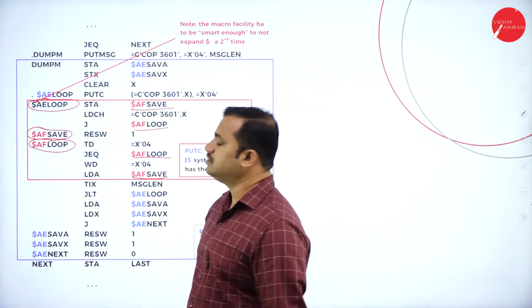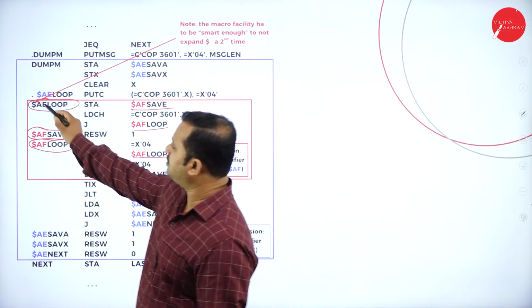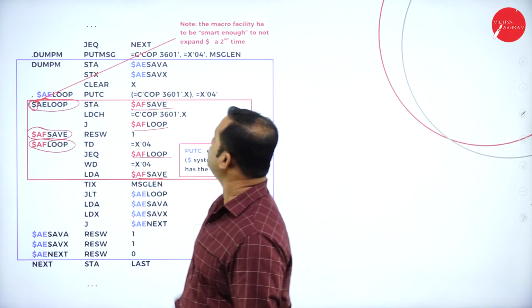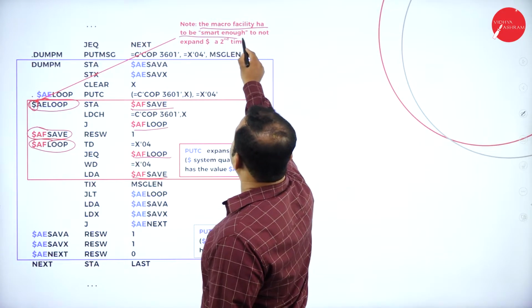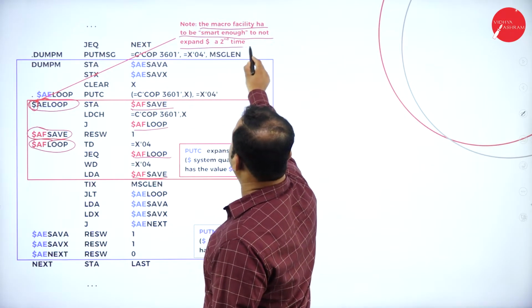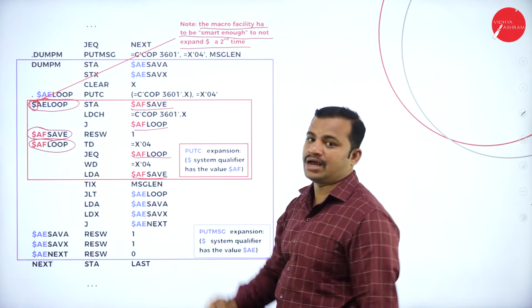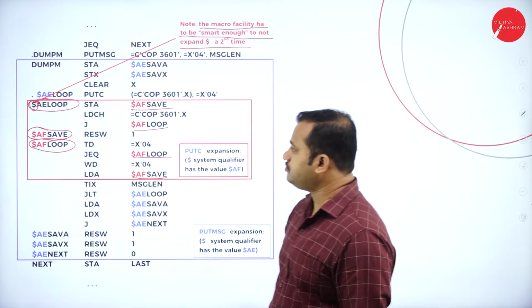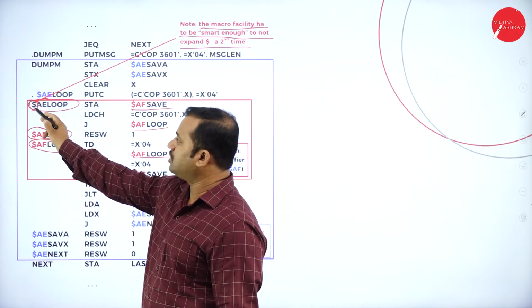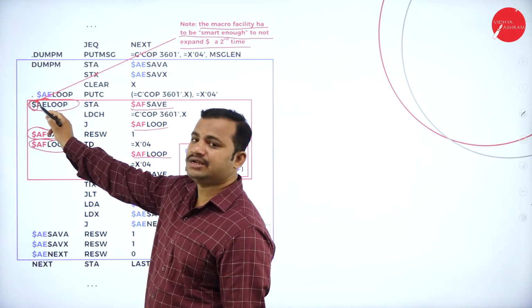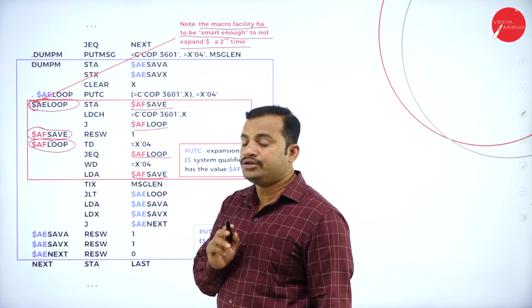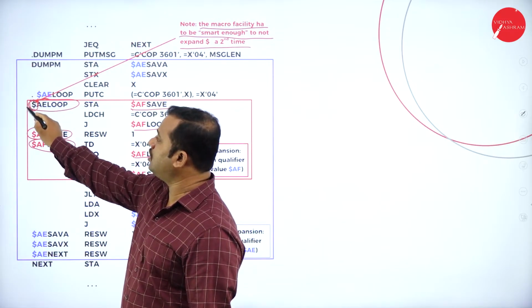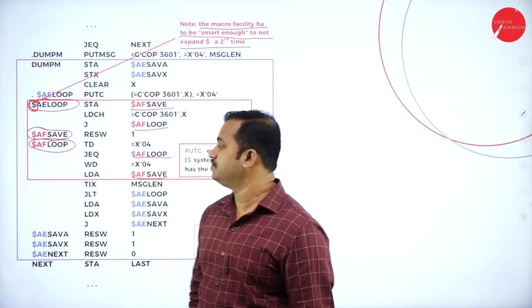We have it here. So in each of these, you are observing that there is a dollar symbol which indicates that the macro facility has to be smart enough to not expand the dollar a second time. Once when the dollar is encountered, it indicates that that is a system qualifier. So it is not going to use this dollar symbol the second time.